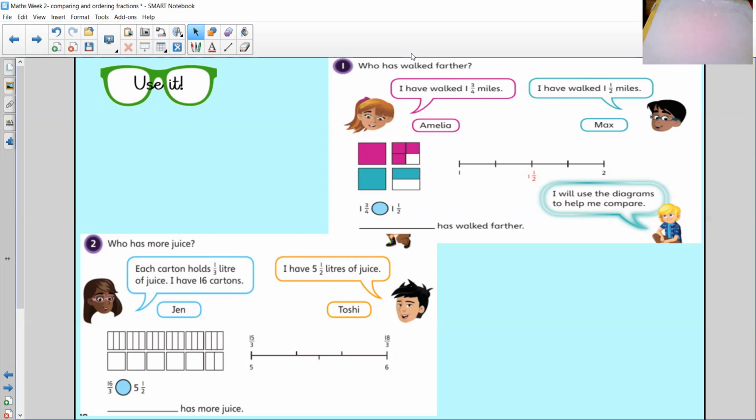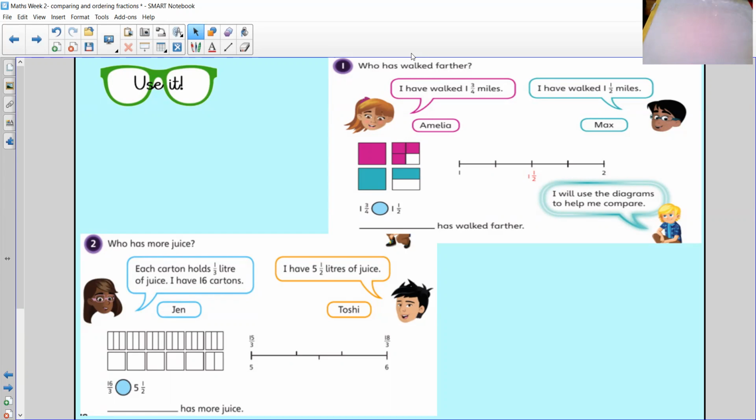So 1, Amelia and Max have walked. Who has walked farther? So simply using your knowledge of fractions, and all those diagrams there, who has walked farther and how do you know? Question 2, who has more juice?